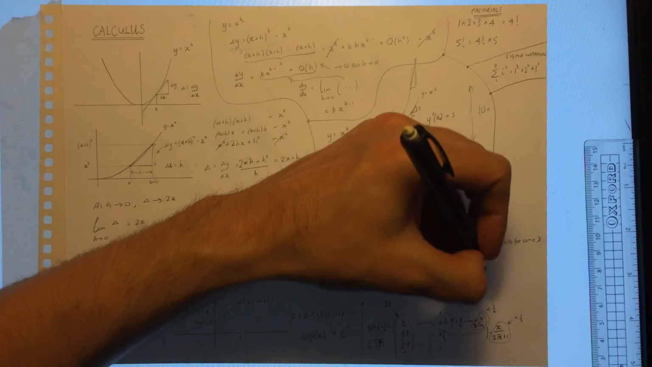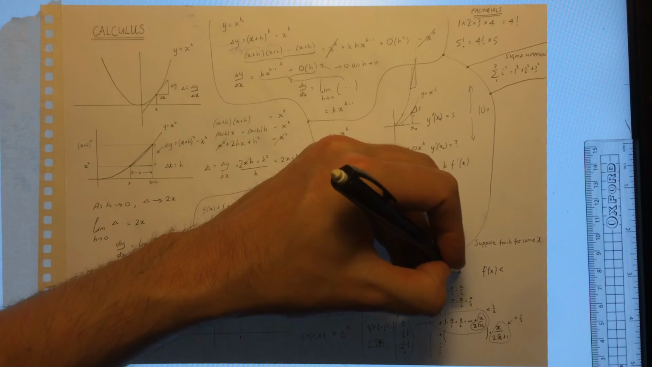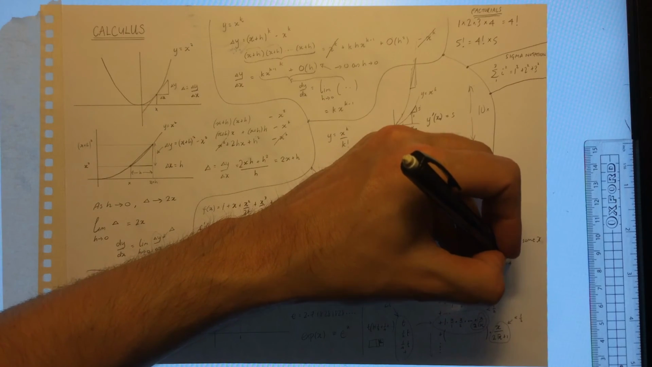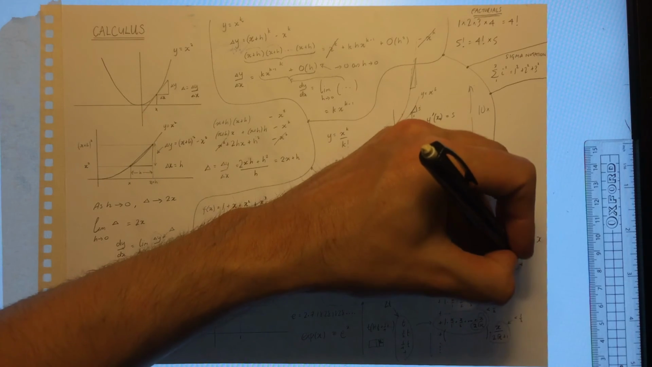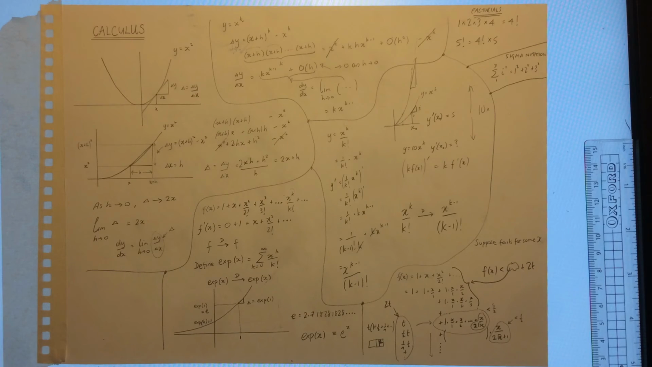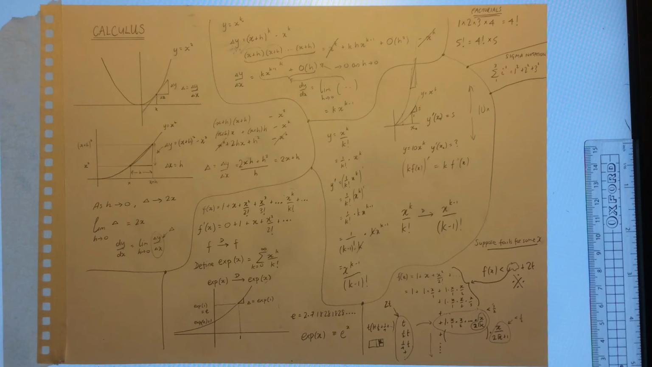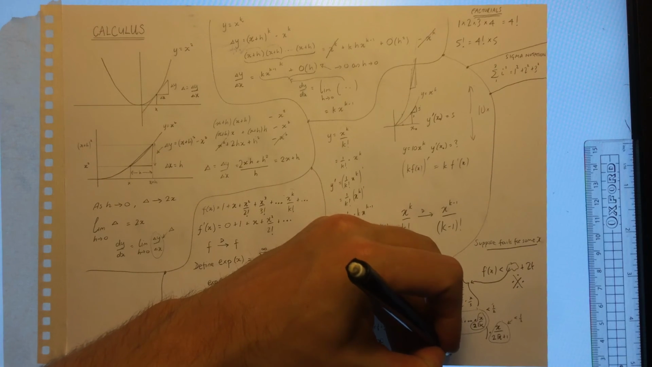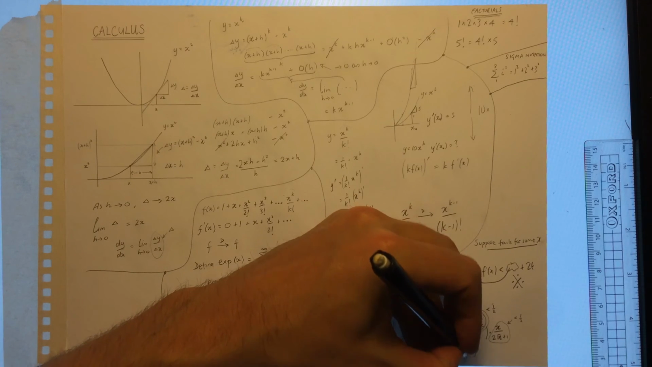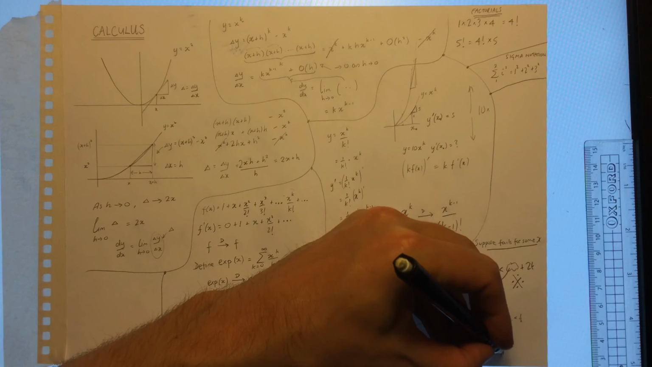So f of x is less than all of this stuff plus 2t, which is a contradiction because we started off by saying suppose it fails for this particular x, and now we've shown that actually it has to succeed for this x because it is just this, which is some finite number, plus 2t, and t is another finite number. So therefore it can't fail for any x. So therefore exp of x converges everywhere.